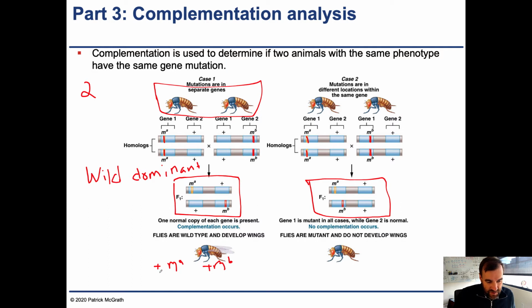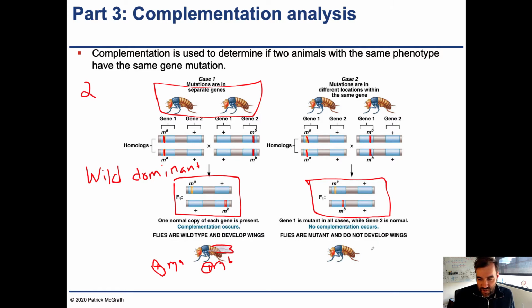And in this case, we have a wild type copy of gene 1, and we have a wild type copy of gene 2. And so this is called complementation because when you cross these two mutants together, they complement each other, because each one is able to provide a functional copy of the two genes. And so these wings develop just as normal. In the second case, complementation doesn't occur.